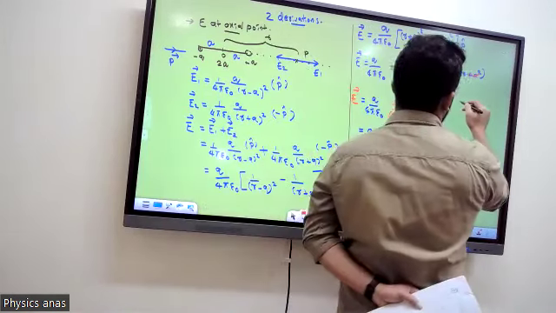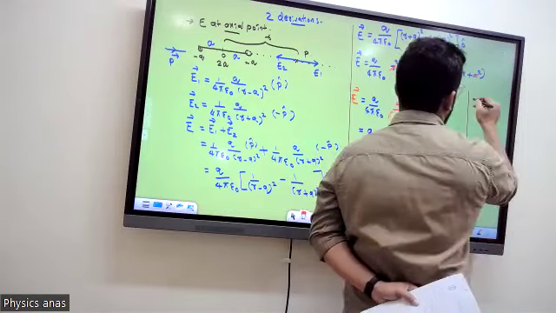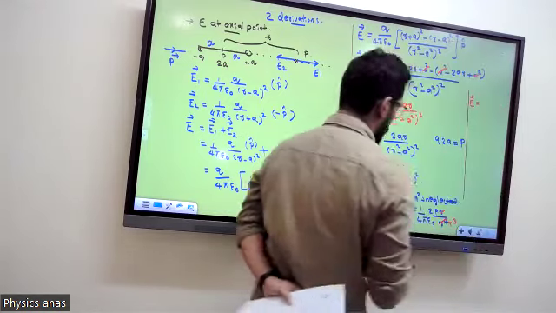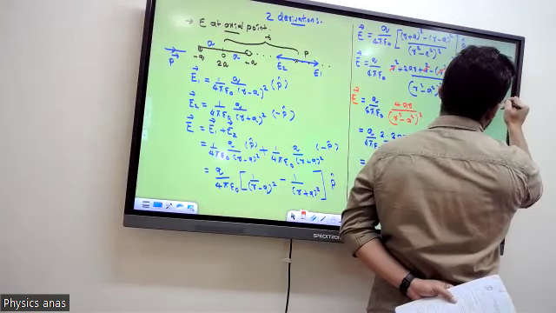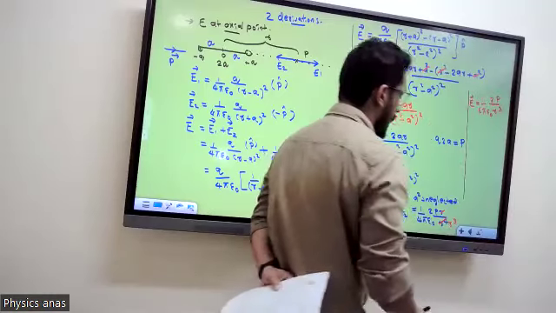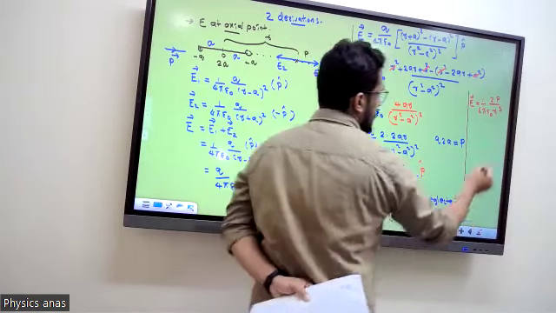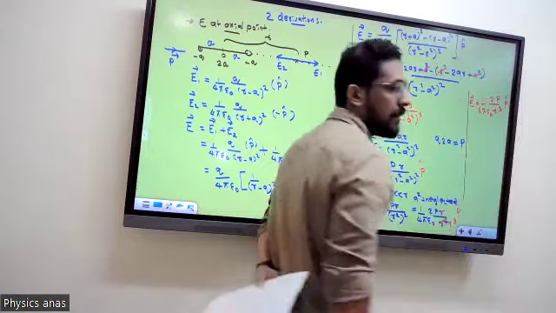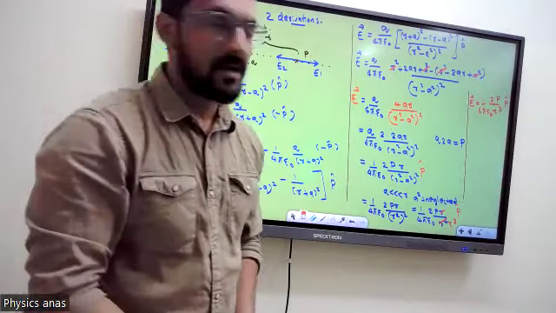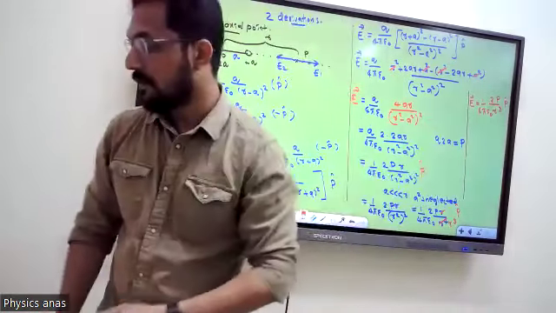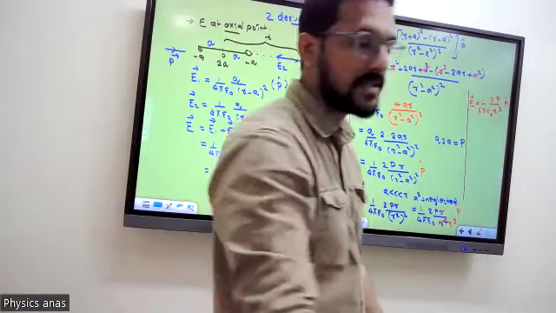Then what is the net electric field? What is the equation for net electric field? E is equal to 1 by 4 pi epsilon naught, 2p by r cube, which is in the direction of p cap. What is p cap? That's our dipole moment vector. This is our first derivation. Did you get it?